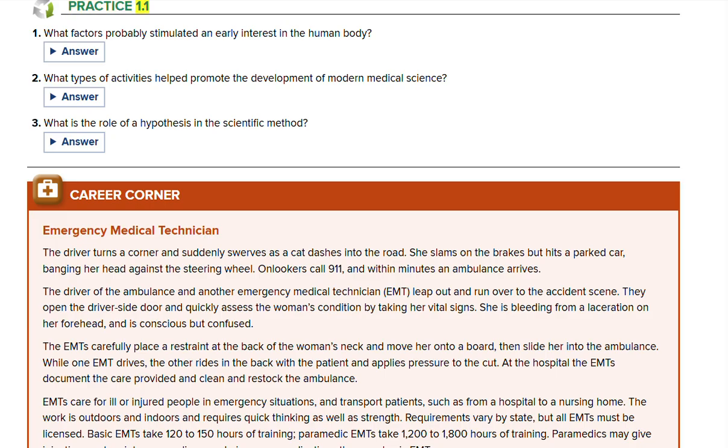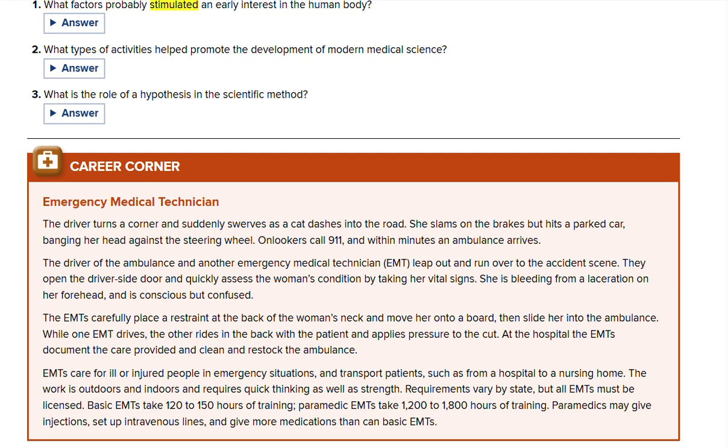Practice 1.1. What factors probably stimulated an early interest in the human body? Answer. Start revealed content. Factors include attempting to understand the causes of various injuries, illnesses, and the loss of function of body parts, and trying to treat these conditions.